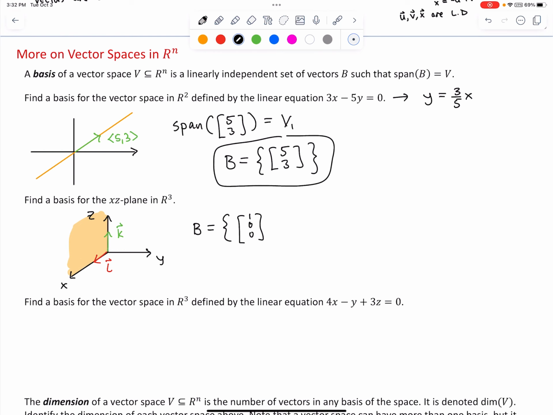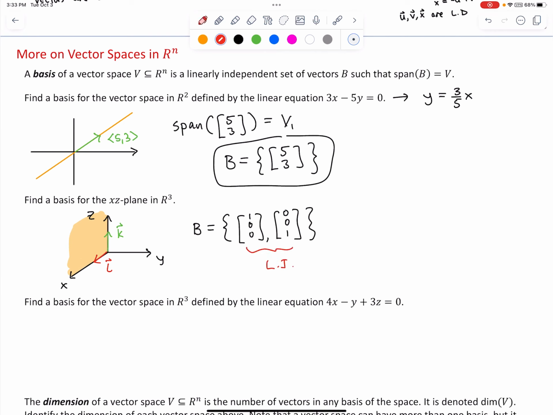It points one unit in the z direction, and its components are 0, 0, 1. And these are the only two vectors I need in order to span the xz plane. All linear combinations of these two vectors will produce all the vectors that are in the xz plane. These two vectors are linearly independent.